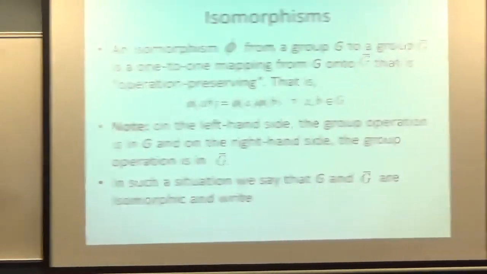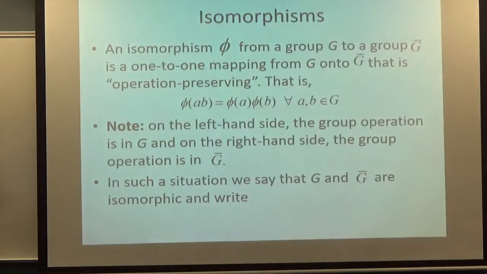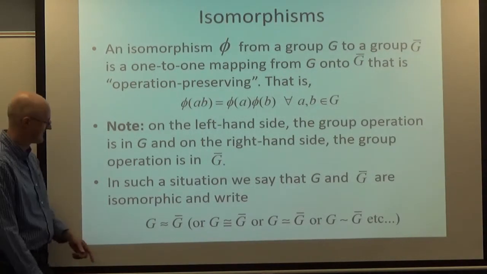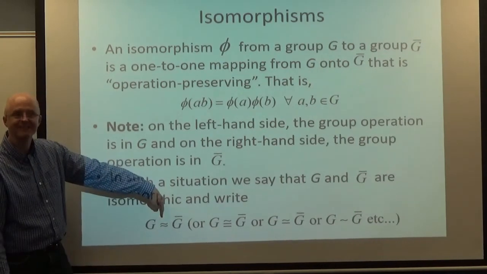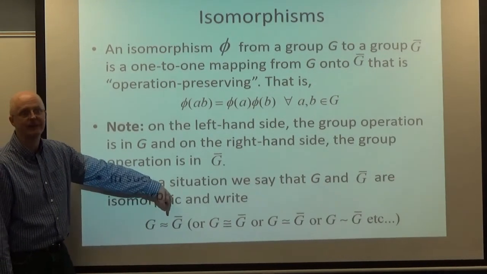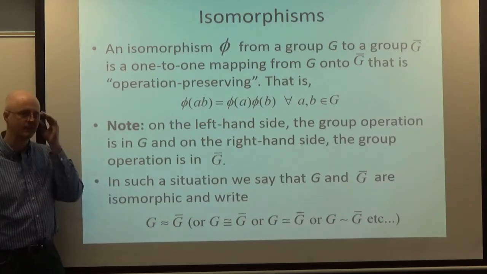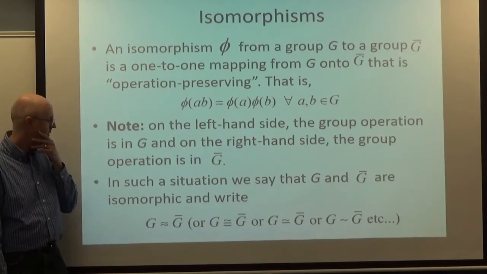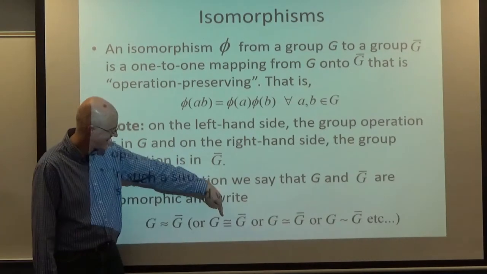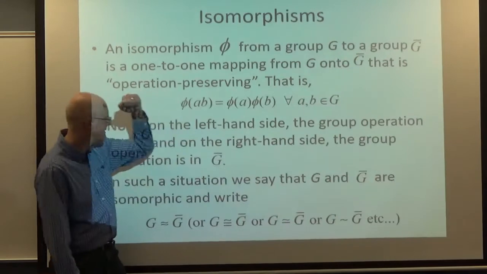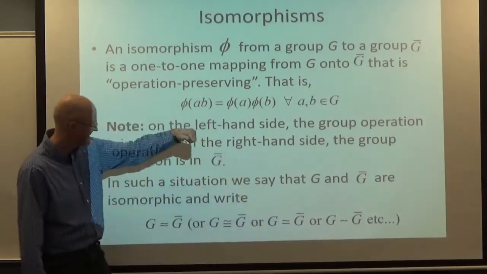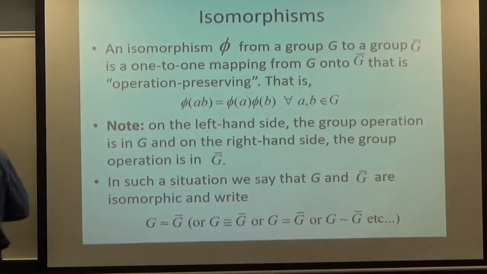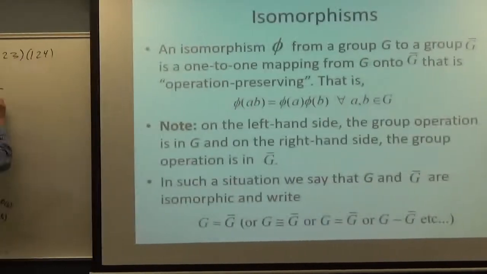In such a situation, we say G and G bar are isomorphic, and we write one of these things. Our textbook writes that. It's like G is approximately equal to G bar. No, don't say approximately equal to. Say isomorphic. The way I learned it was actually this way. Or it might have been that way, I forget. One of these two ways. You could write it like that. Maybe even once in a while you'll see somebody write it with 3 lines.